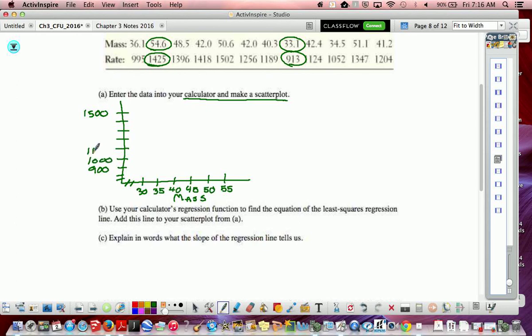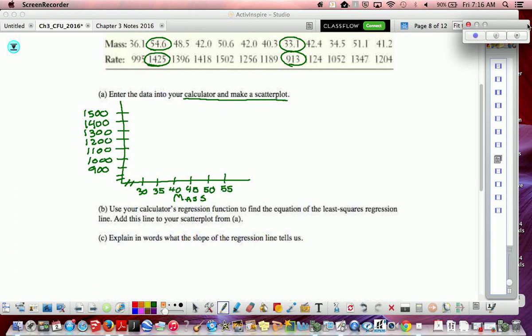So go ahead again, after I finish writing this, pause the video and plot all your points and see if it matches up with mine. Because I'm going to plot them all, and then I'm going to start the recording again.